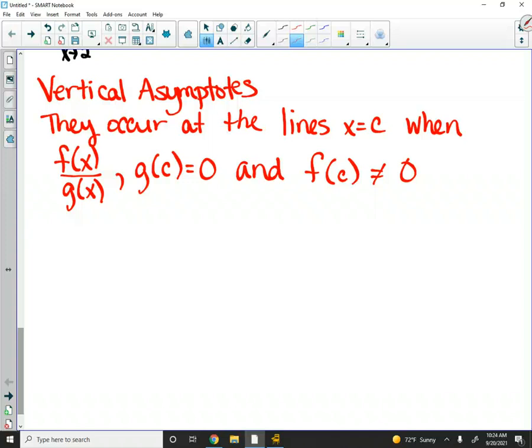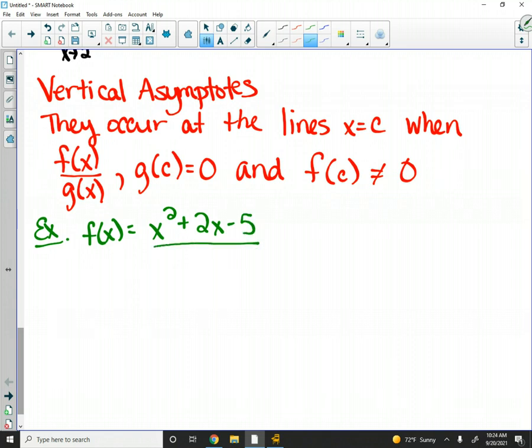Here's our official definition. And then we're going to put one example of this in our notes so we have that officially. So let's try this. Our function will be x squared plus 2x minus 5. Nope, minus 8. Minus 8. I did. Over x squared minus 4.